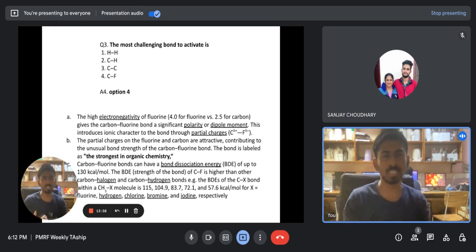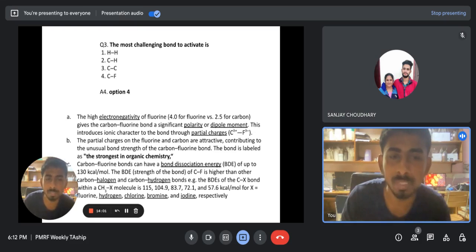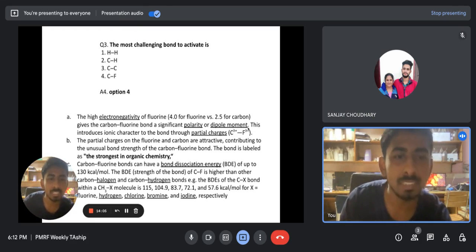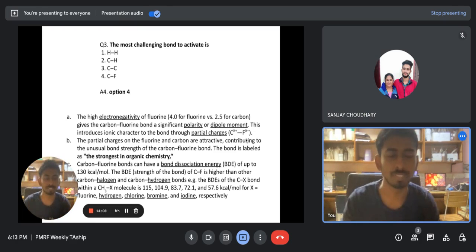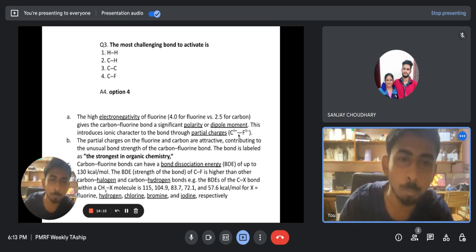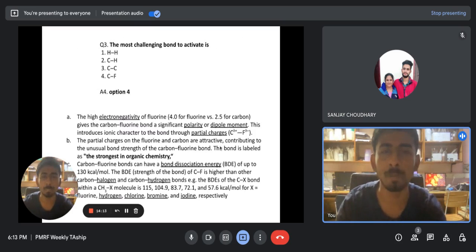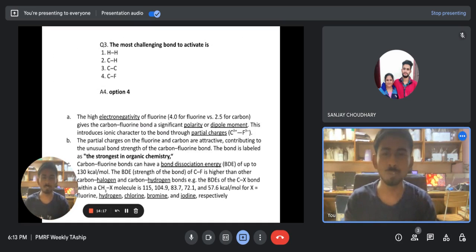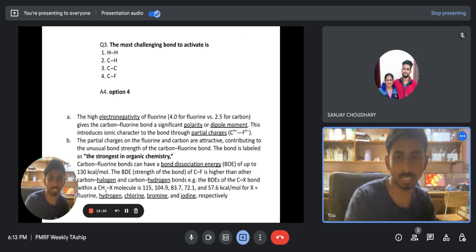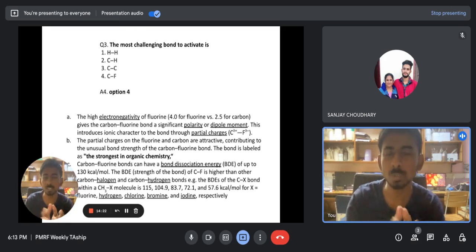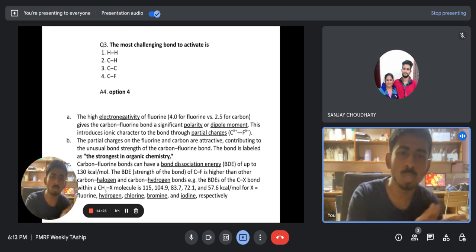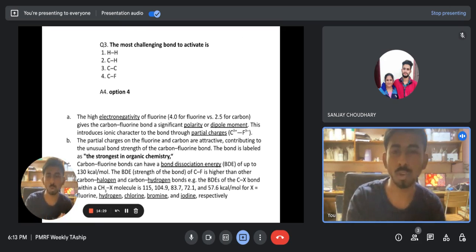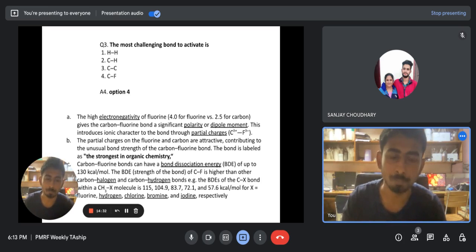Now, because fluorine is the most electronegative atom in the periodic table, it causes a significant delta positive charge on the carbon atom, and it drags the electron density upon itself. That's why this CF bond is very much polar in nature, because it has a significant amount of dipole moment. That's why the attraction between carbon and fluorine is very unique in nature. That's why this very unusual bond strength is attributed to the carbon fluorine bond. That's why the CF bond is termed as one of the strongest ones in organic chemistry.